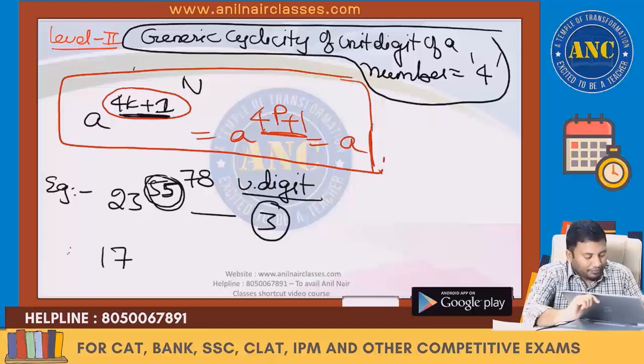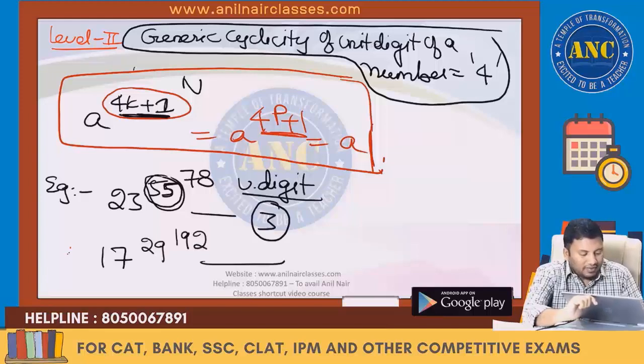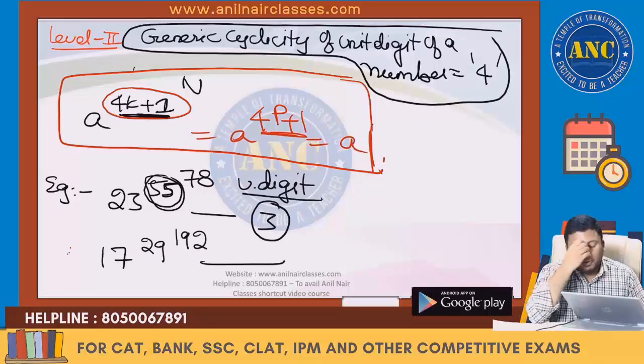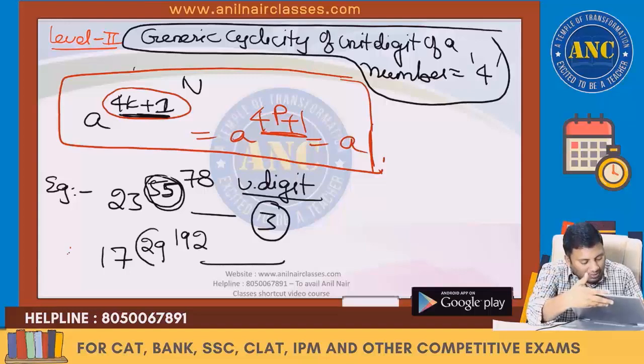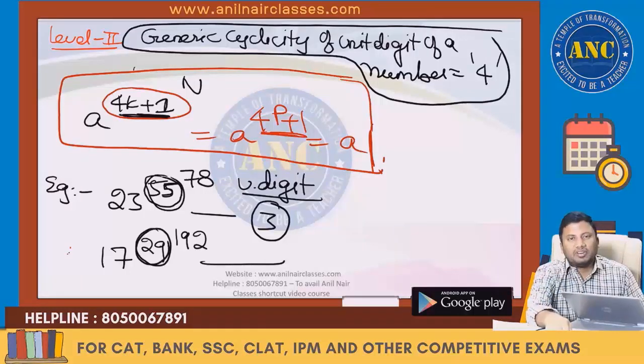17 power 29 power 192. First power, it is 4 into 7 plus 1.